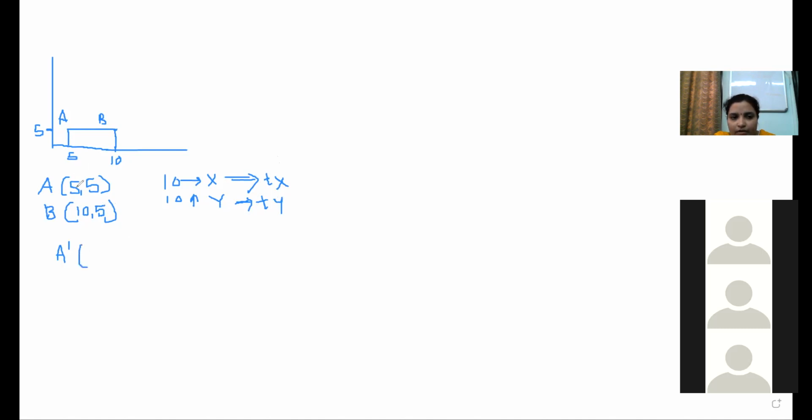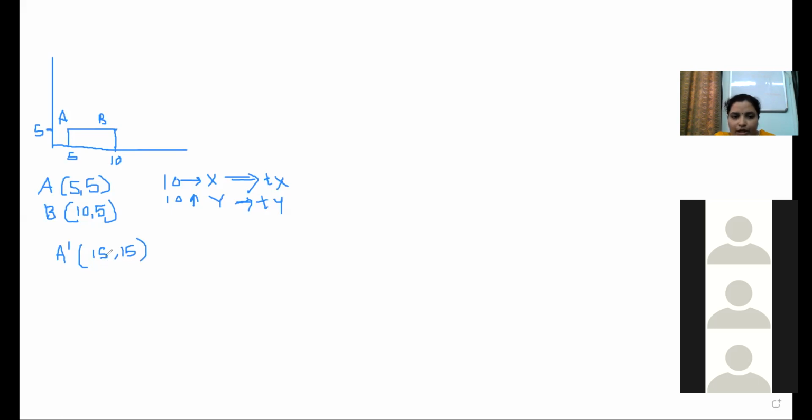So 5 + 10 gives me 15, this point. And in this y I am adding ty. So this y plus ty value is 10. So I am having again 15.